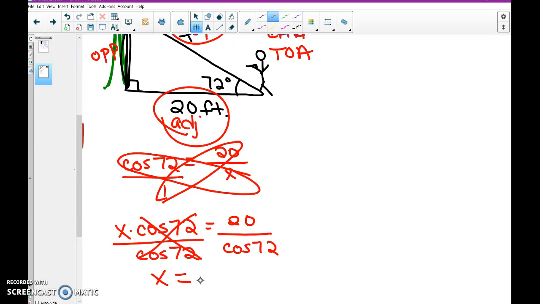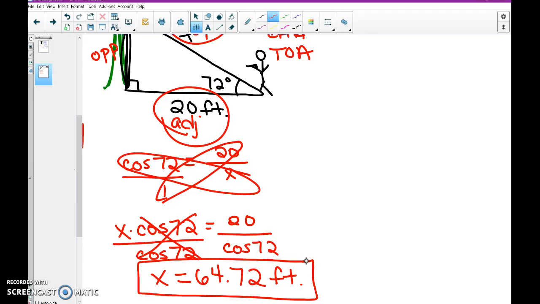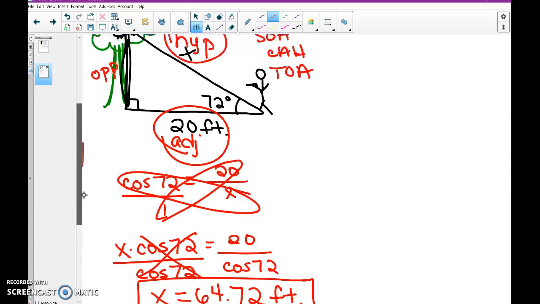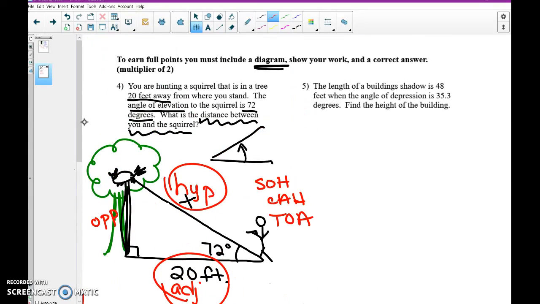So if I do 20 divided by cosine 72, you should have gotten 64.72, and it's feet for the unit. It didn't say how to round, but since we usually round to 2 decimal places, that's what I put my answer as. All right, so 64.72 would have been the correct answer. All right, now back up to the top here for our last one.